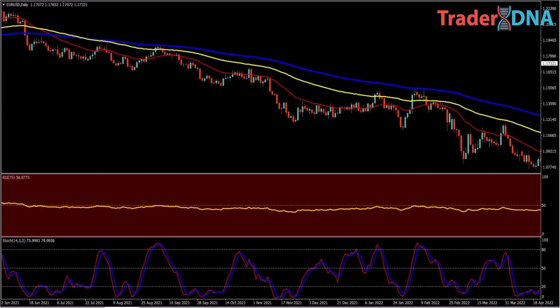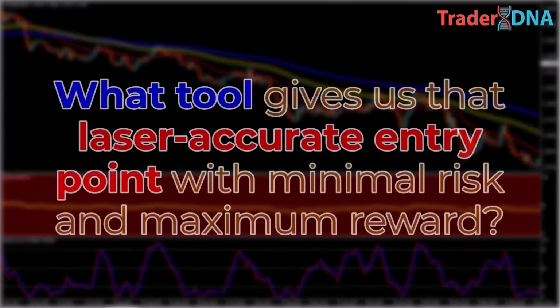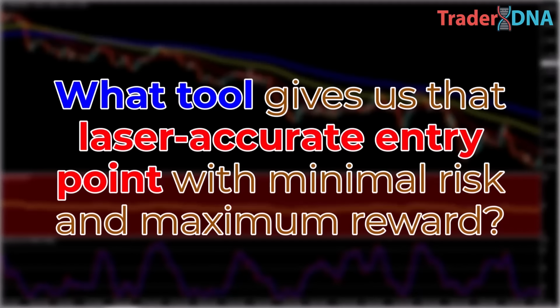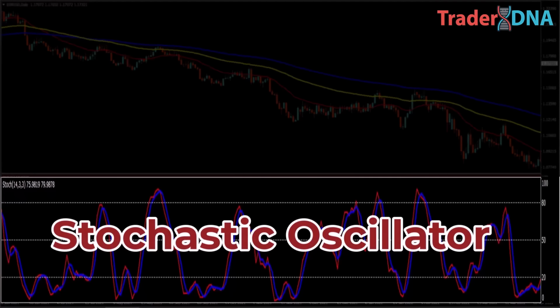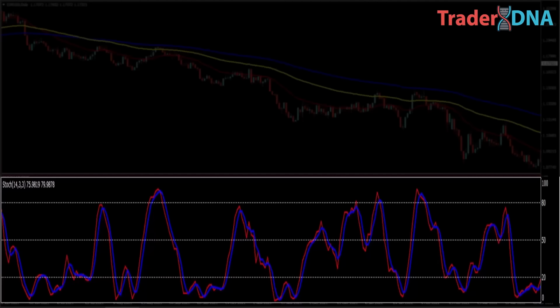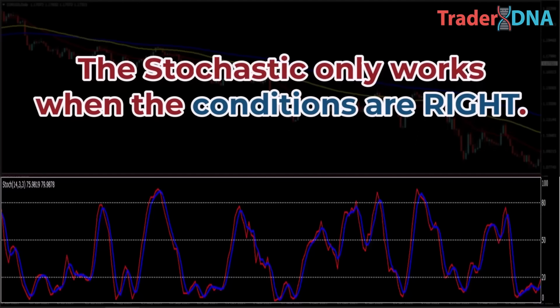So here's the million-dollar question. What tool gives us that laser-accurate entry point with minimal risk and maximum reward? Introducing the stochastic oscillator, the secret weapon of this strategy. But wait, before you start slapping it on your chart, you need to understand this loud and clear. The stochastic only works when the conditions are right. And what are those conditions?